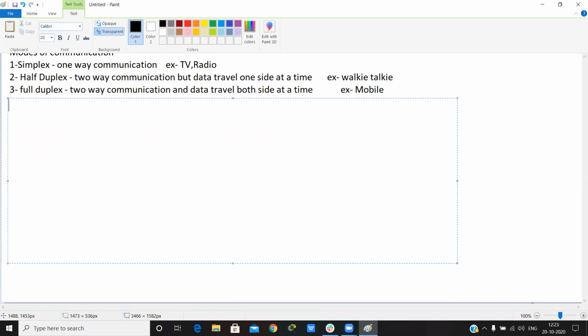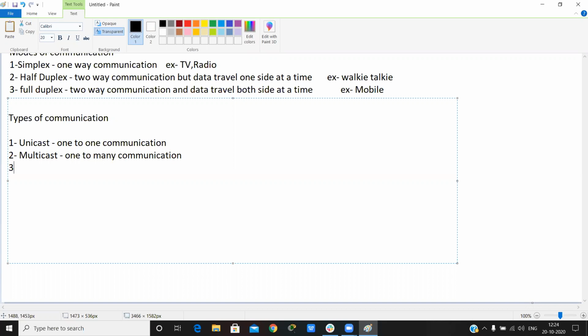Next topic is types of communication. First one is unicast, which means one-to-one communication. Second one is multicast, which means one-to-many communication. And third one is broadcast, which means one-to-all.